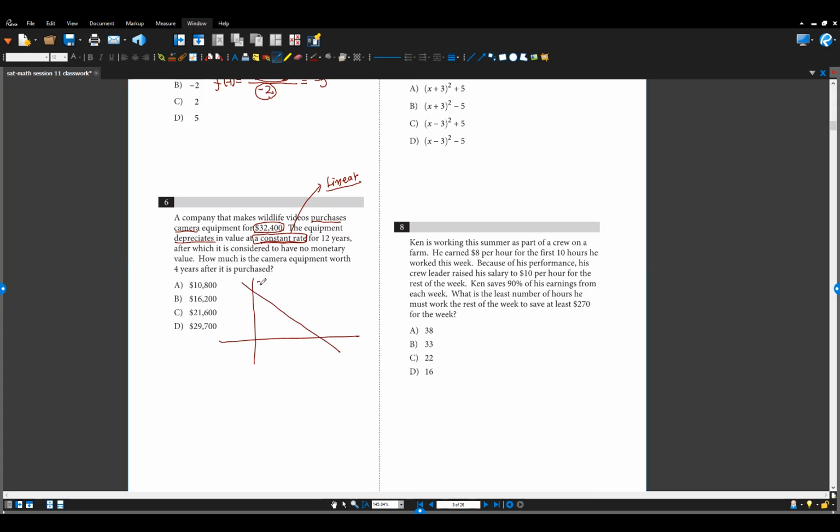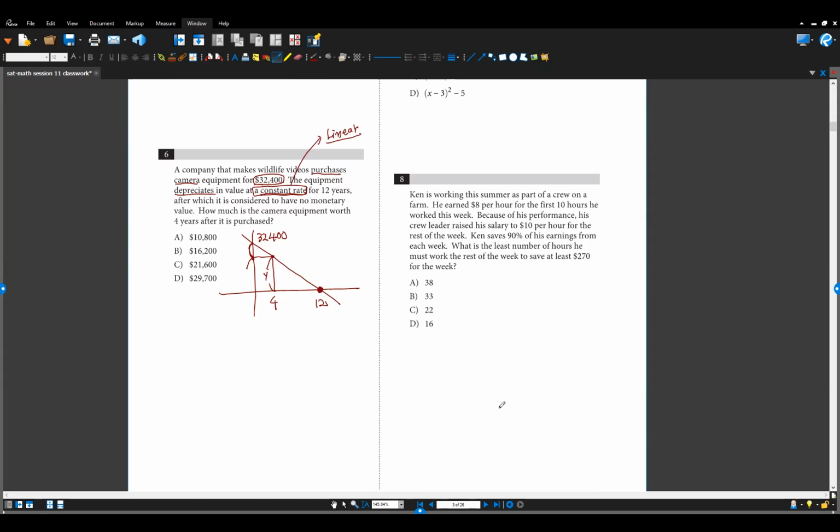Looks like this. This is $32,400 at the start, and after 12 years the equipment is going to zero. There's no value there. So when you find the value after 4 years, around here, how much is this one? You're going to find this price. So we're going to find what this decrease is, the proportion. You can use the proportion, or you can find the slope. I'm going to use proportion.